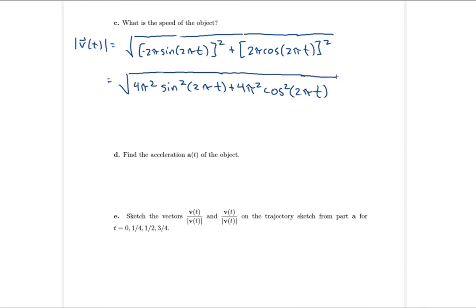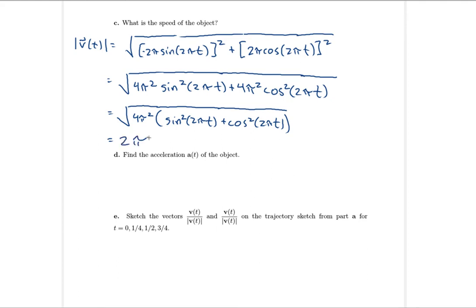But hopefully you're recognizing at this point that inside that square root we have our favorite trig identity, the Pythagorean identity. So if I factor a 4 pi squared out of all that, then I'm left with just sine squared plus cosine squared. And we know that that's always equal to 1. So the only thing left then is to take the square root of both of these, so that just gives us 2 pi, or approximately 6.28.